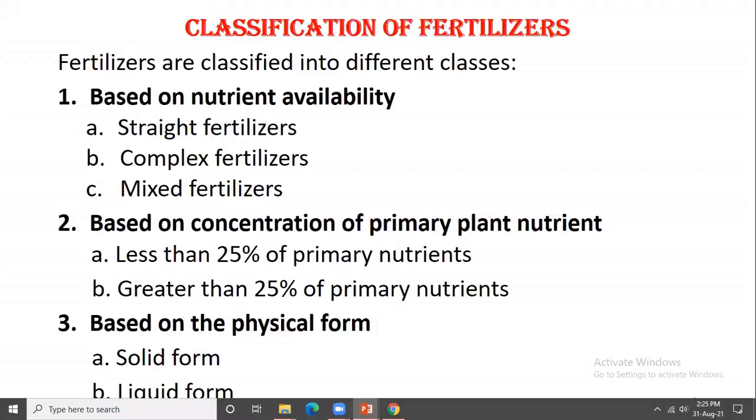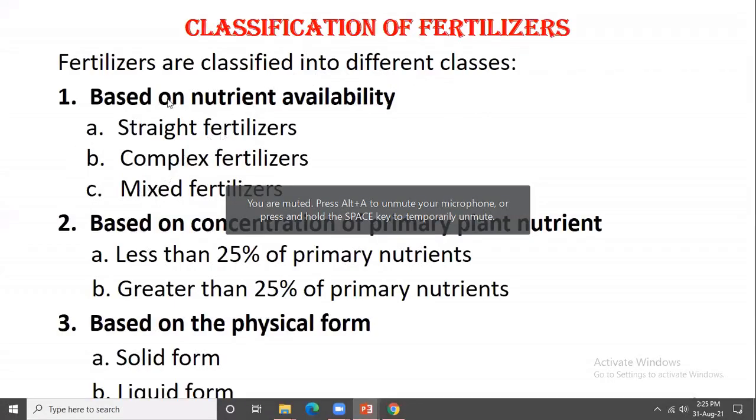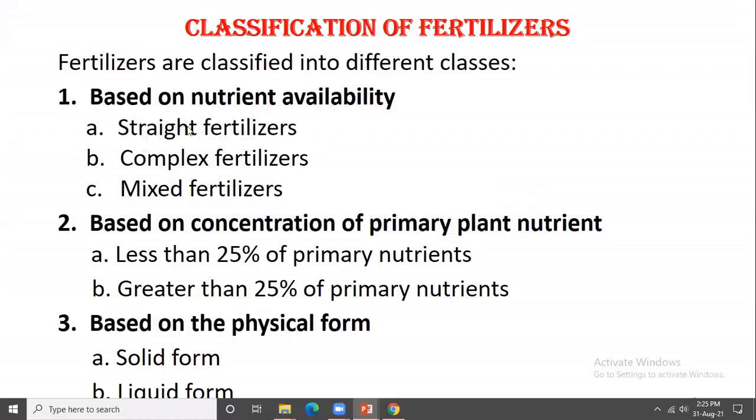Then classification of fertilizers. Fertilizers are classified into different classes. We classify them in three classes based on nutrient availability. Nutrient availability means how many nutrients are available in the fertilizer. Straight fertilizer means there is only one nutrient in one fertilizer. Then the second one is complex fertilizer, where there are two or more nutrients. Mixed fertilizer is also like that.